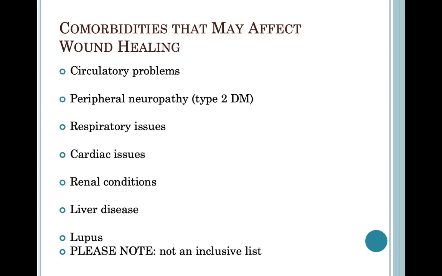Circulatory problems, peripheral neuropathy, respiratory issues, cardiac issues, those all interfere with the body's ability to provide oxygen, nutrients, and blood to the area that's healing. Renal conditions, liver disease also contribute to delays in healing, and soft tissue diseases, autoimmune conditions like lupus. But of course, there's a very long list, and these are only some of the main issues. So we really have to take a good look at the patient's history and their medical records to identify other potential barriers.